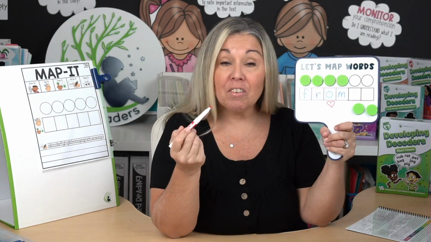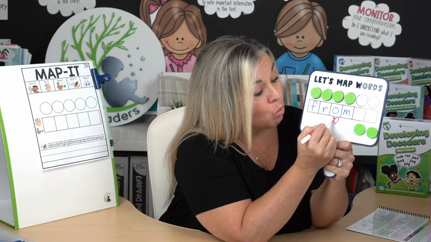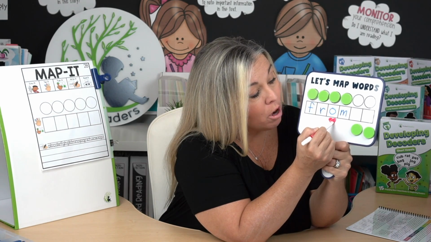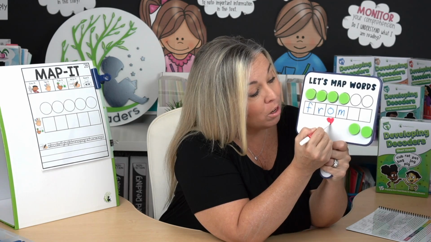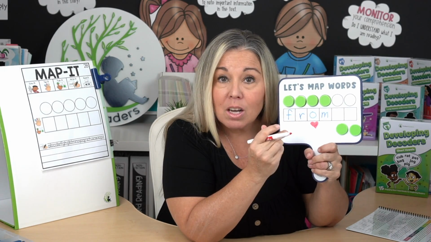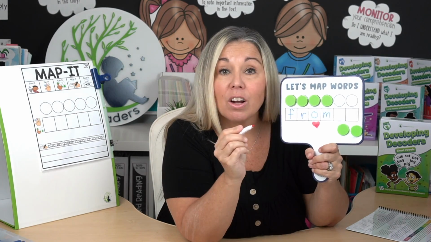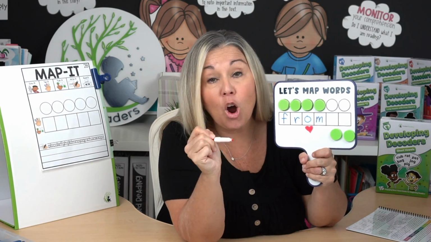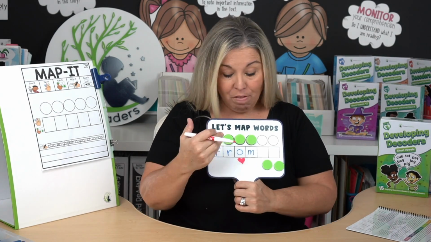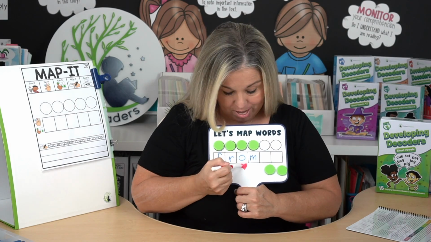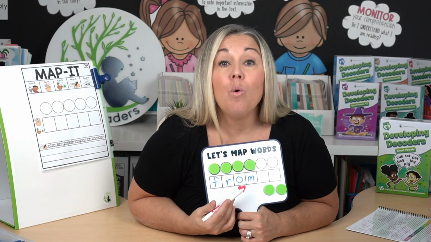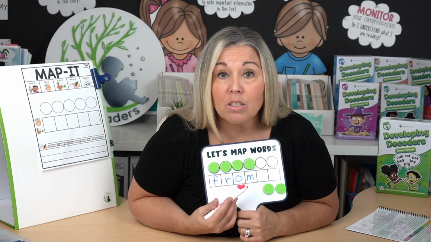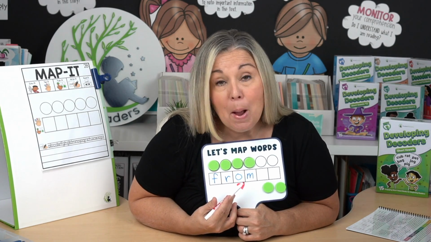75% is decodable, and only this one part right here is the hard part. The heart part, we have to learn it by heart because it's a part that's irregular. So we have to learn this part by heart. So from is F-R-O-M, and this is the heart part. We have to remember it by heart. The part we remember by heart.